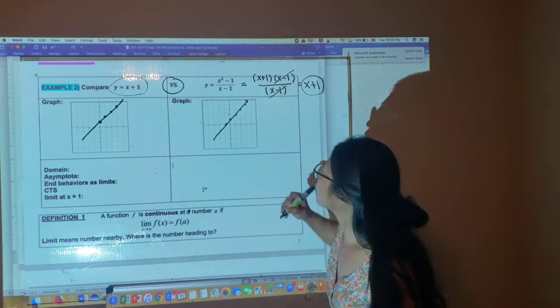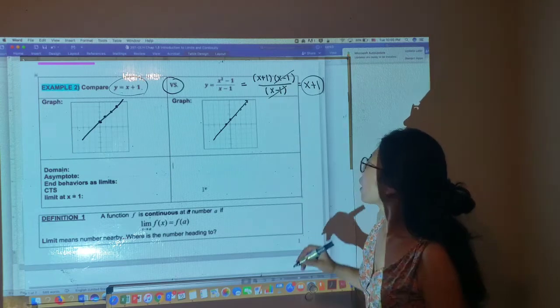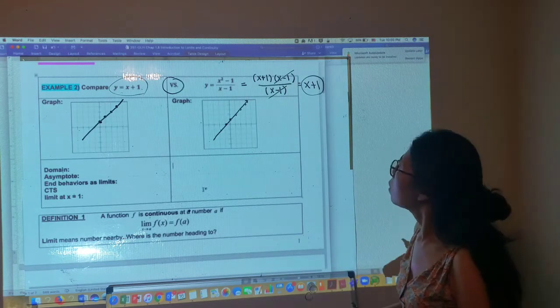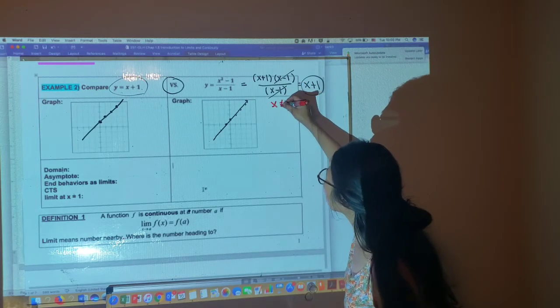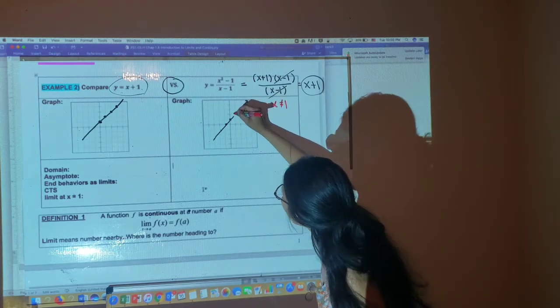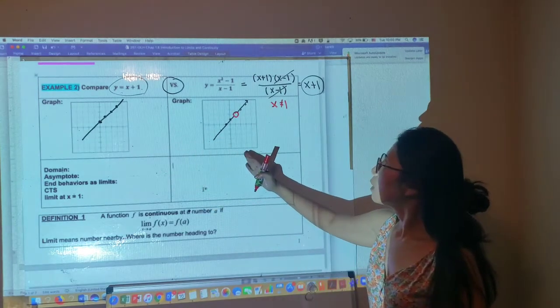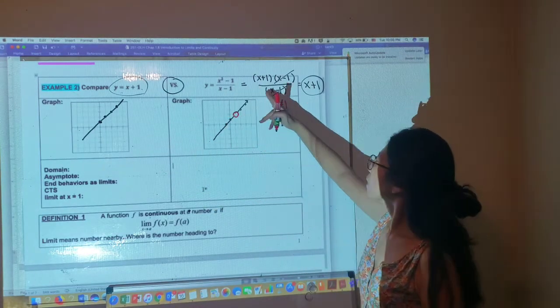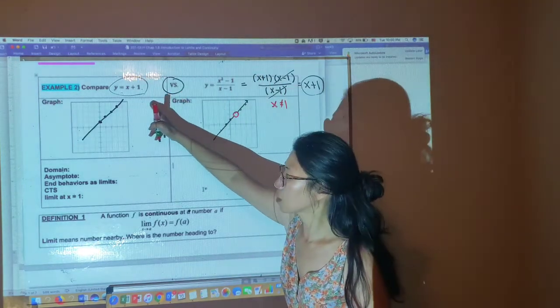However, what's the difference in here? When you have a rational function, when your factors reduce each other, that means I cannot have the value 1, so I'm going to have a hole at 1 here. So basically I get the same graph, but when you see this scary function, factor it and then you get the linear equation, but one difference is their domain.